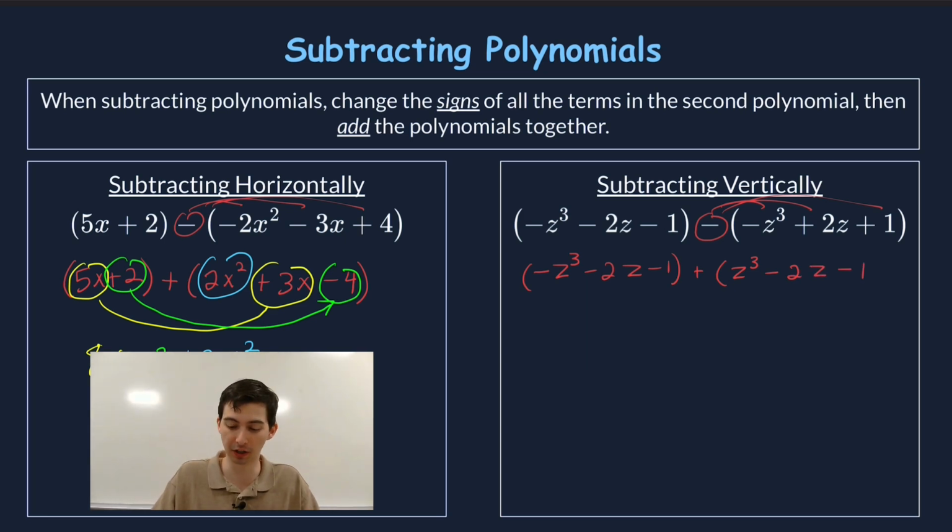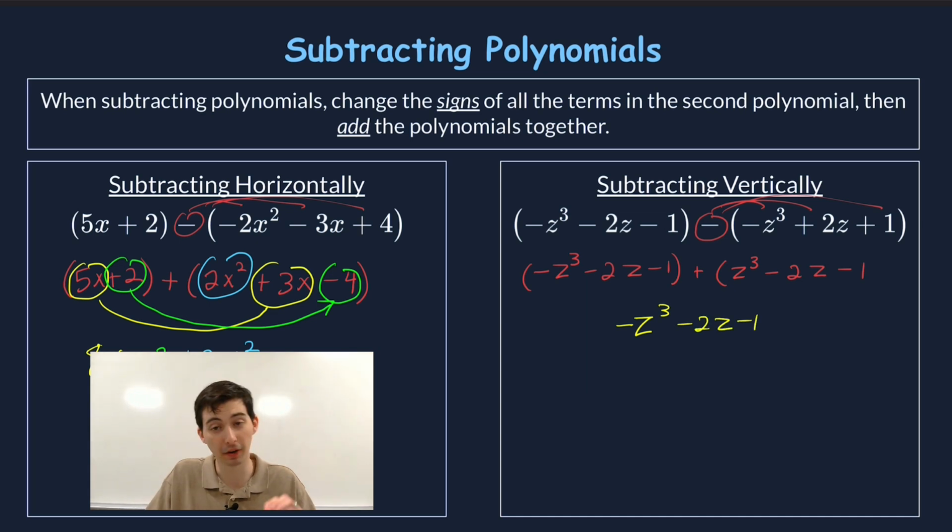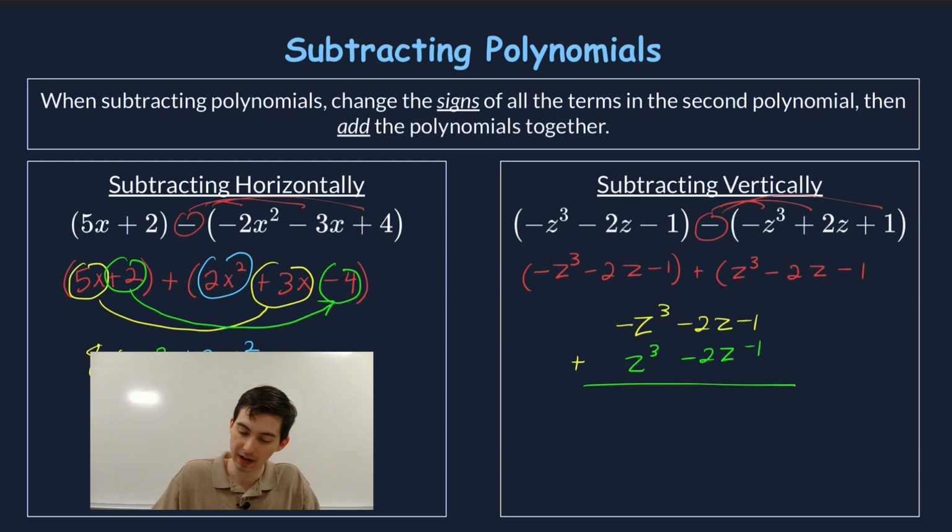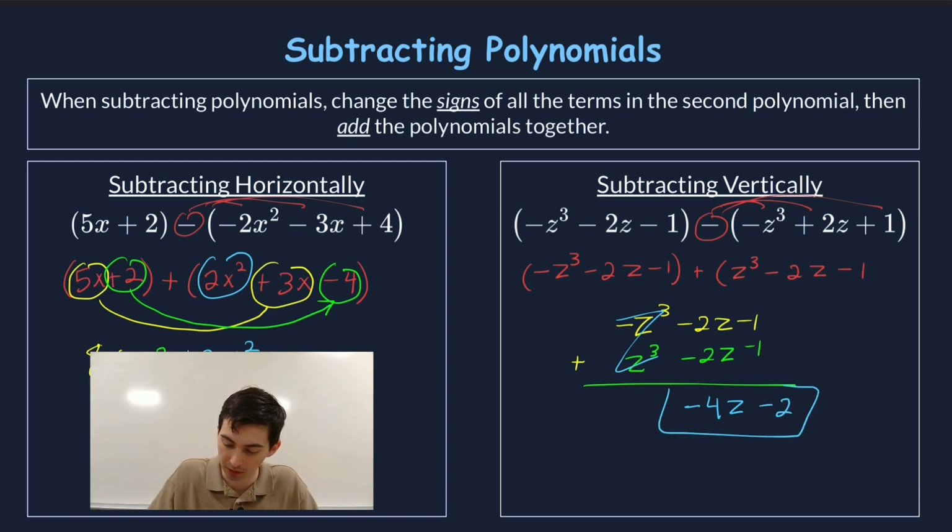Now let's line up our like terms vertically. So I've got this negative z cubed minus 2z minus 1. That's my first polynomial. And I'm going to add that to my second polynomial, which is z cubed. So I'm going to line up my cubes, minus 2z, and then minus 1. Now when I add these up, those will cancel out, so we can get rid of those. Negative 2z minus 2z is going to give us negative 4z, and negative 1 minus 1 is going to give me a negative 2. So my simplified polynomial is negative 4z minus 2.